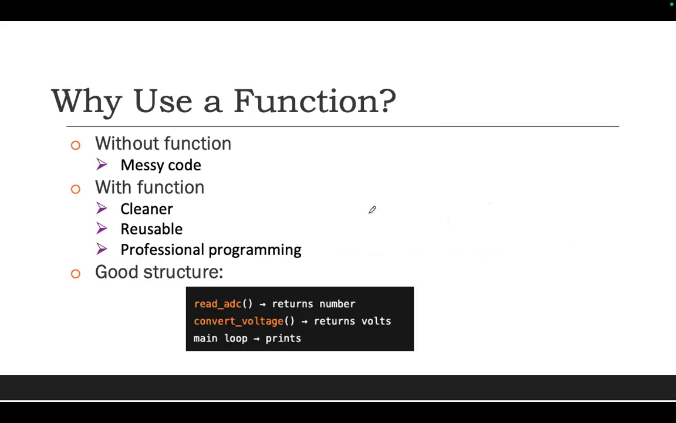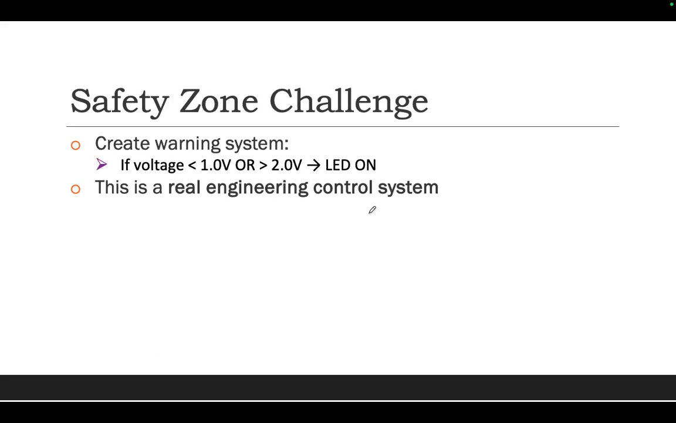For the challenge, I give you a code, but this code is similar to the previous one, and there is no function. In the challenge, I want you to write some functions for the specific tasks. Functions are very important because they make code clear, reusable, and professional. There is another challenge for Activity 1: you need to create a warning system. If the voltage is smaller than 1 or greater than 2, the LED will turn on, telling you this circuit is not safe.